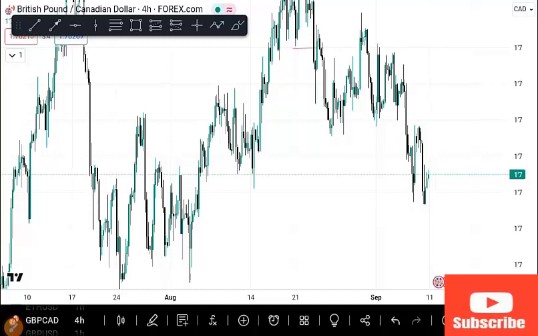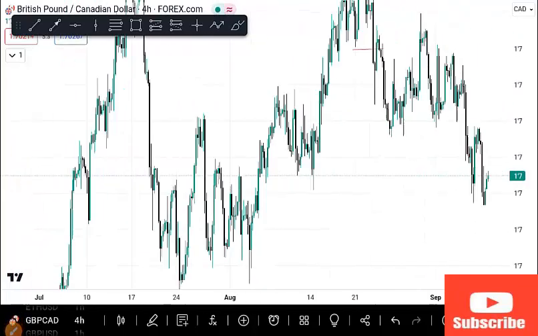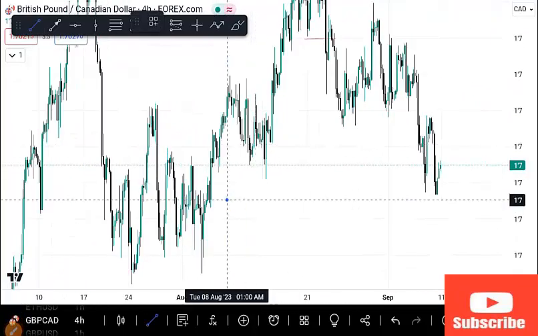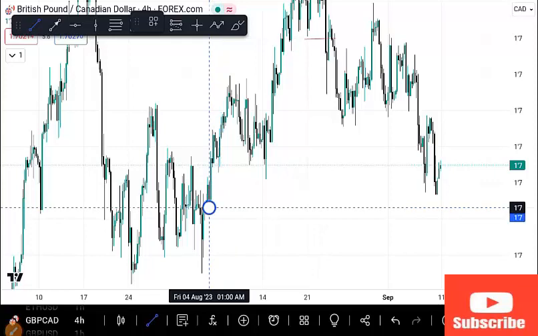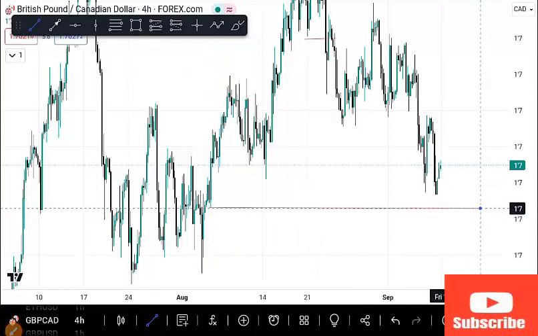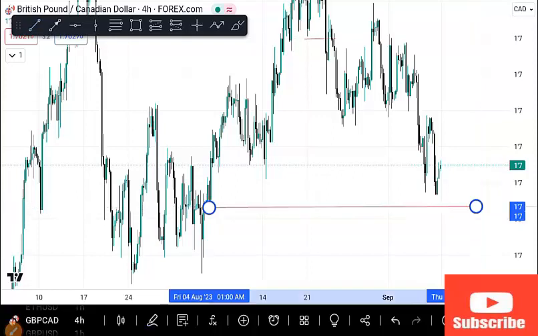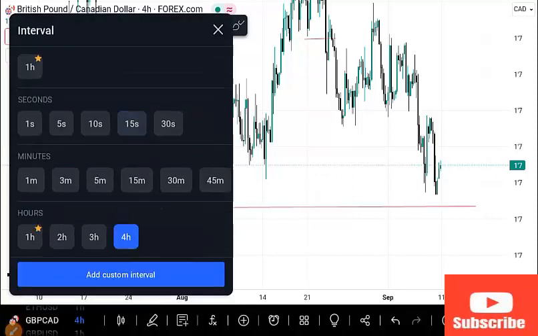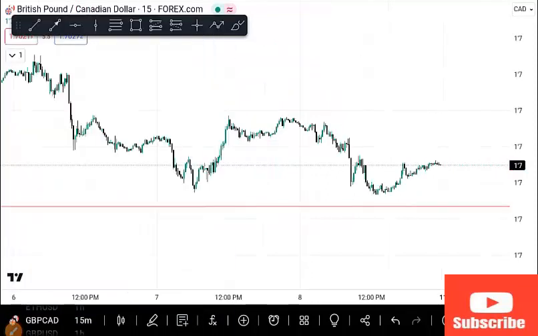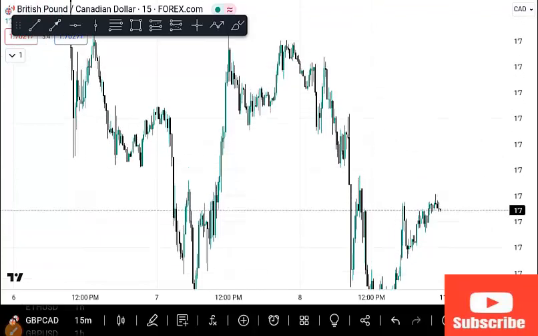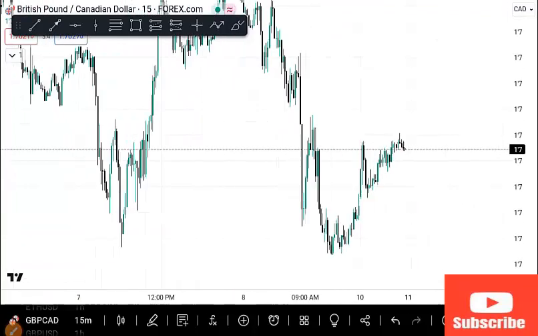So for GBPCAD, this is the next level of liquidity. Okay, let me put a trend line right there. So I would be looking to sell and take profit right at that level, and then from there on, you want to see what price wants to do going forward. And let's head over to the 15 minute chart and see what price is most likely to do.